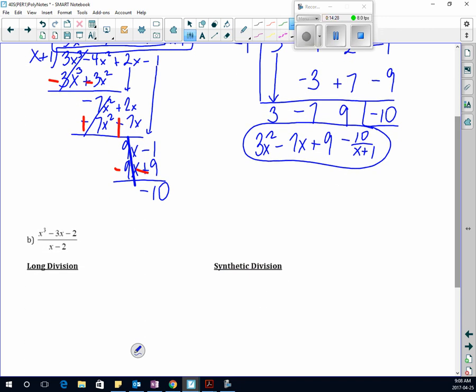The only glitch with the next one is what? It's missing an x squared. So what was the technique I told you to do? Put a 0 in its place. Very good. Okay, try it.